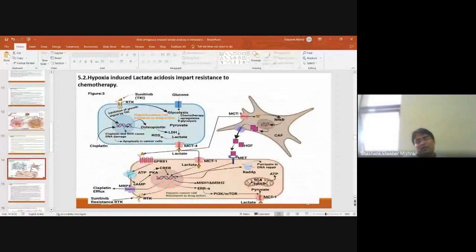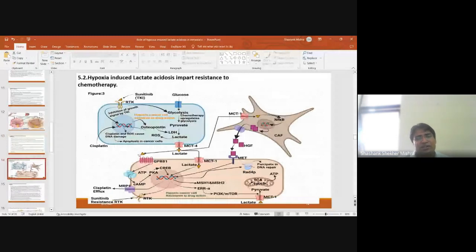Another role of lactate is that it also imparts resistance to chemotherapy. Lactate has an important role in imparting resistance to chemotherapeutic agents. How do these solid tumor cells gain or acquire resistance to the chemotherapeutic agents? Look into this diagram.